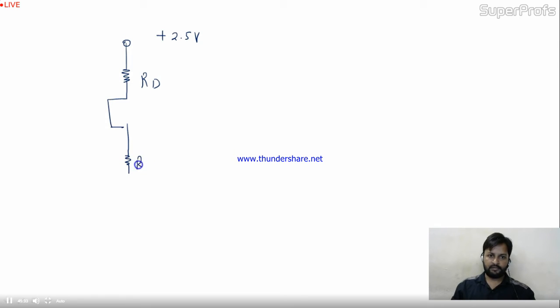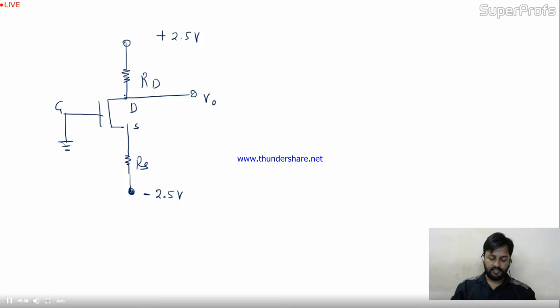Now RS is also unknown over here, and VSS is also given, that is minus 2.5 volt, and this is V0. The gate is grounded, with G, S, D. This is the circuit given.